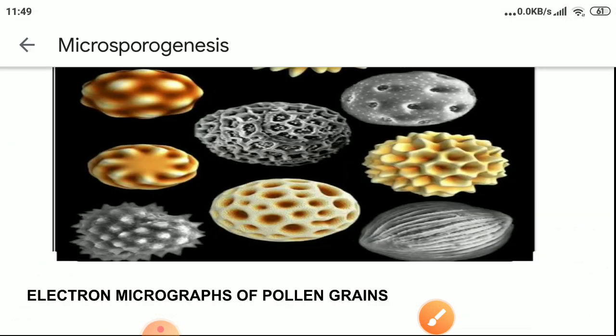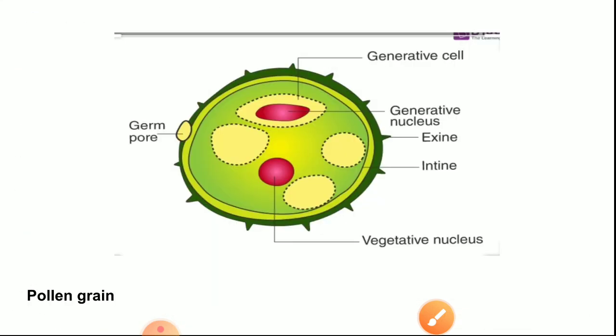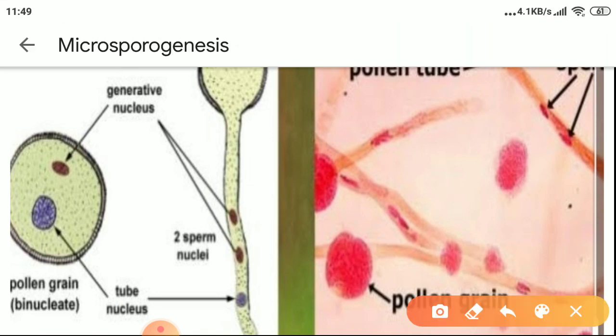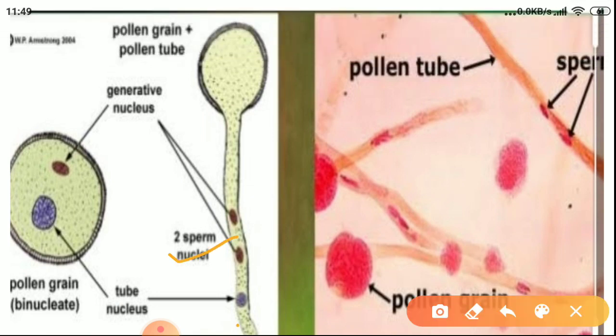Okay. If you will see the structure of pollen grains, that is when they germinate, they give rise to a pollen tube, and this pollen tube contains two male gametes, and here you can see tube nucleus, and this is the pollen grain forming a pollen tube. This is a pollen tube. Okay, and this pollen tube comes out through germ pore. Okay, and these male gametes are later on released in the embryo sac for fertilization.